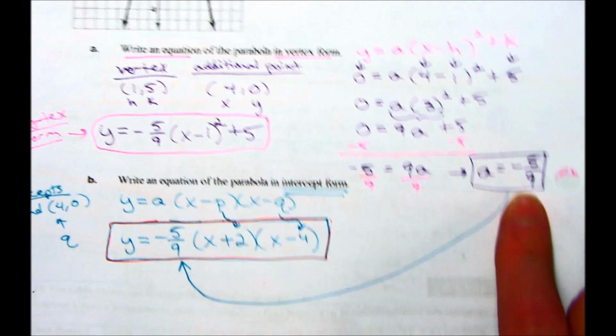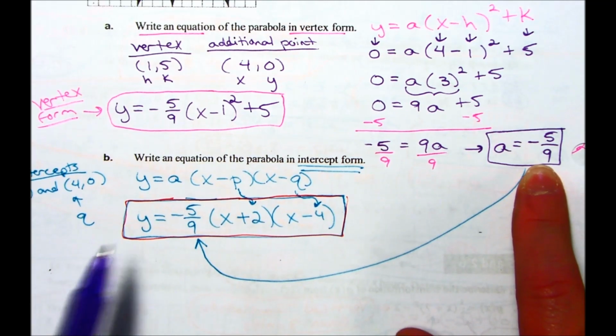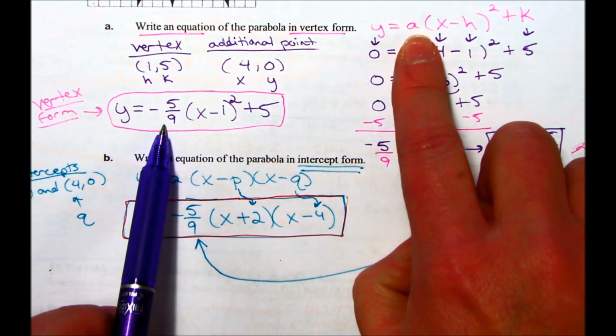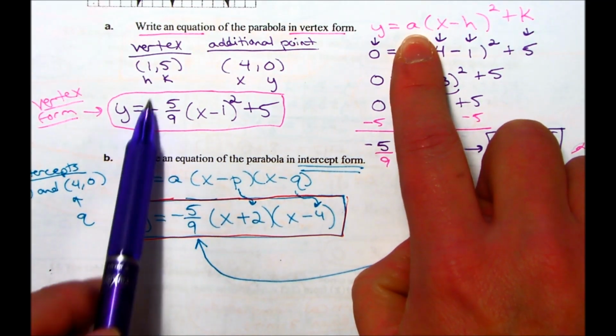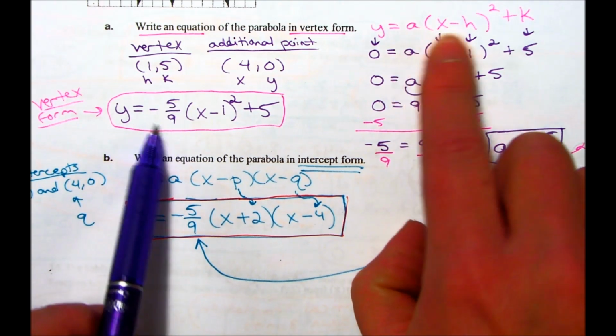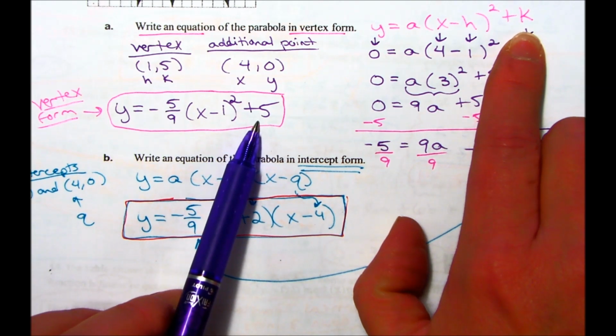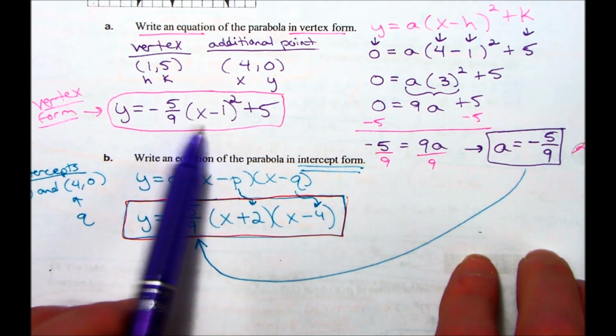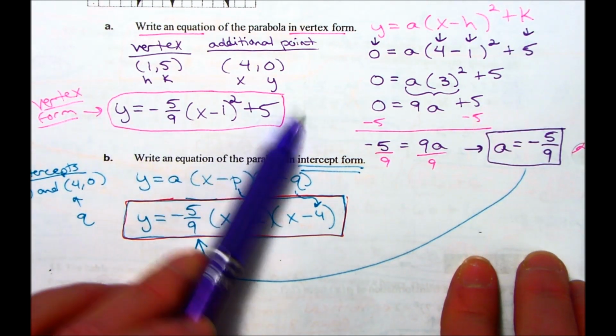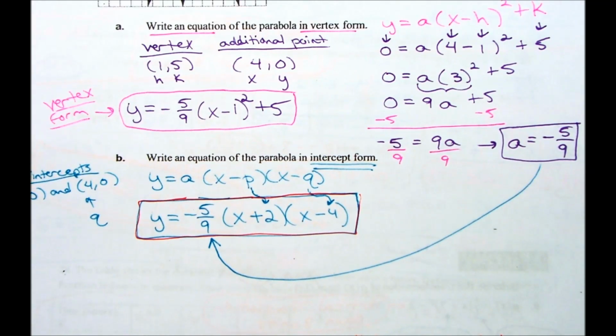So now I'm going to take that a value, -5/9, and put it in place of that a when I'm writing my equation. And then you still substitute your h with 1 and your k with 5. But the x and the y now are part of your equation. So that's vertex form.